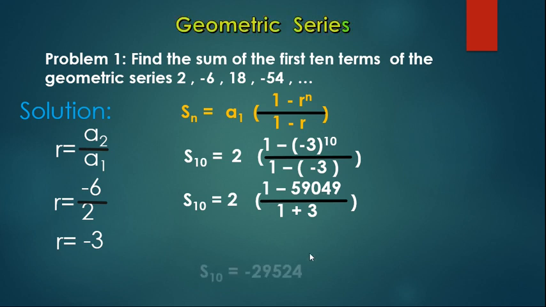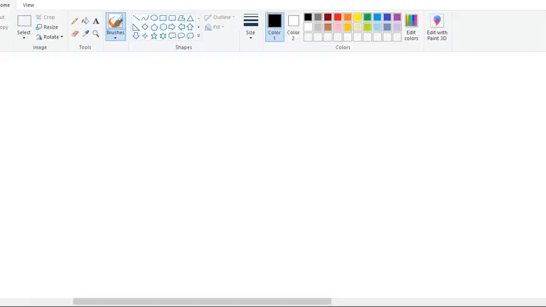Okay? So let us perform it. We have here 1 minus 59,049, so that is negative 59,048 over 4. And then, if you calculate it, 59,048 divided by 4 is equal to 14,762.